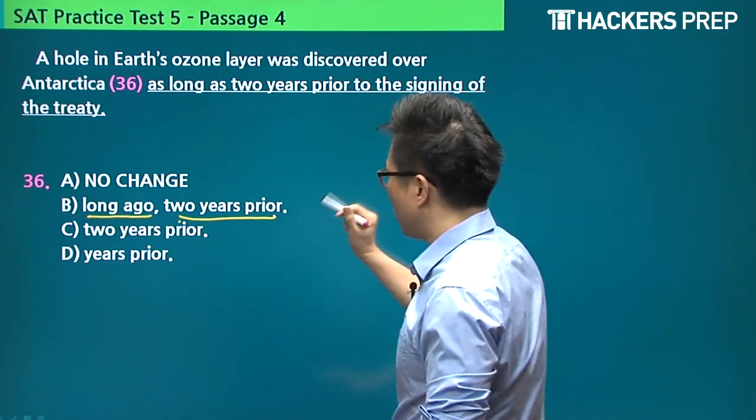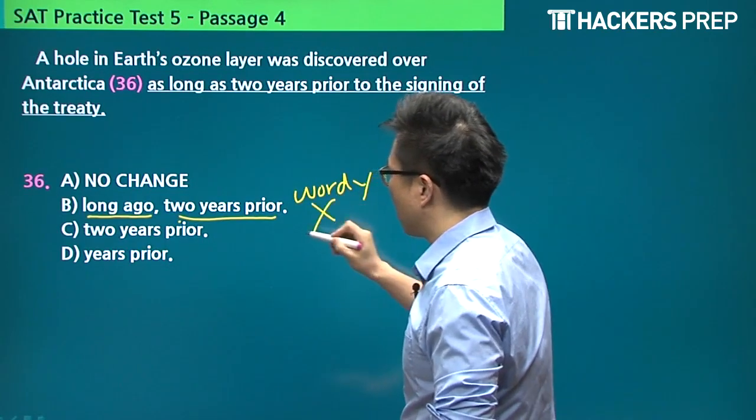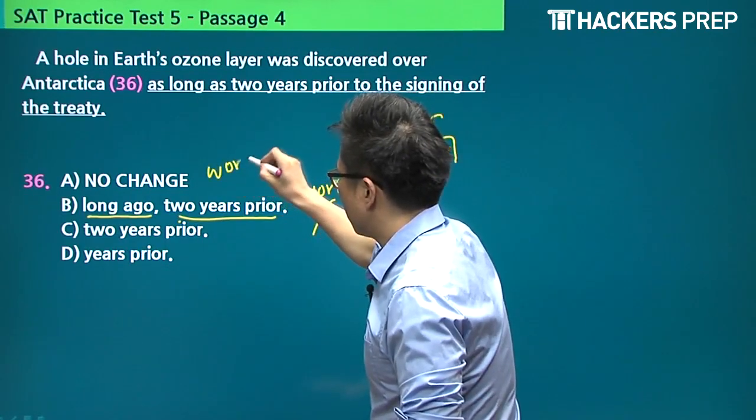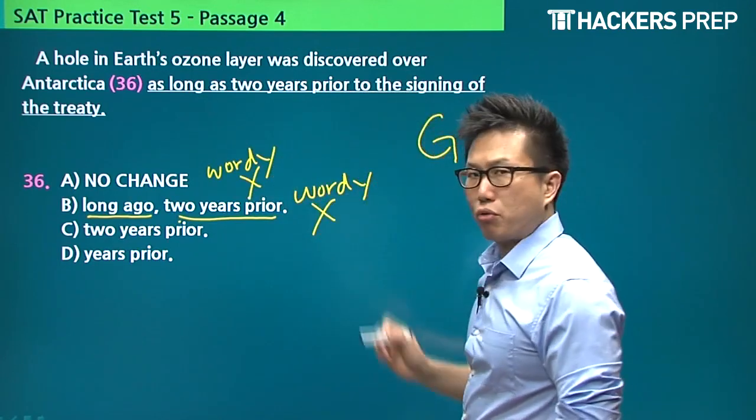Okay, this is redundant if you think about this here. Or maybe you could consider this as wordy. Okay, you can cross this out. This is also wordy too. Okay, this is wordy. Now, look at the next one. 2 years prior and years prior.